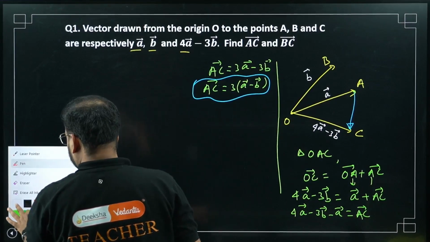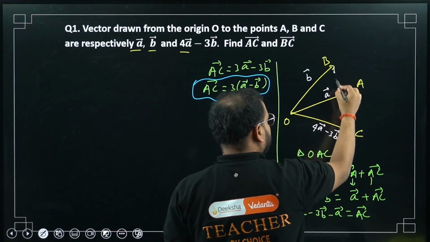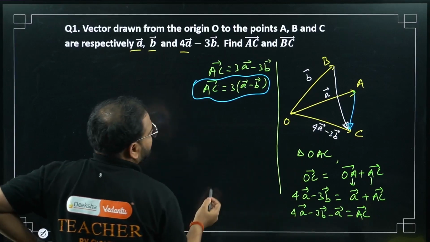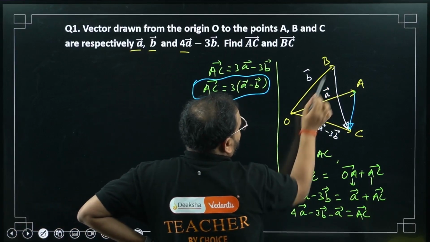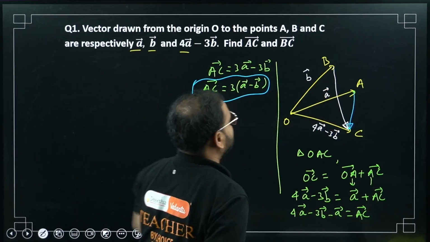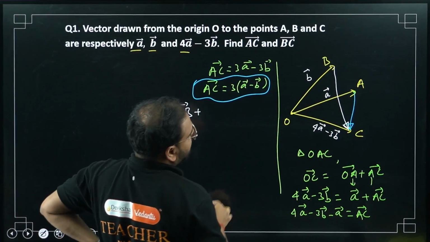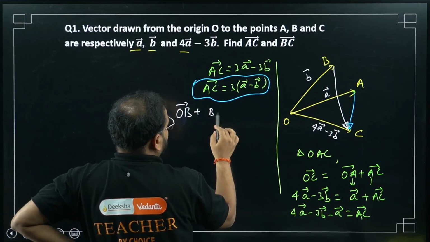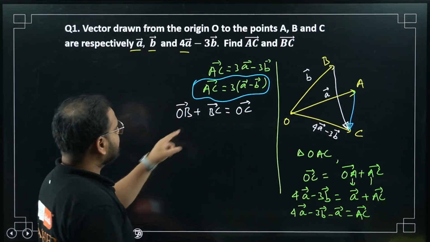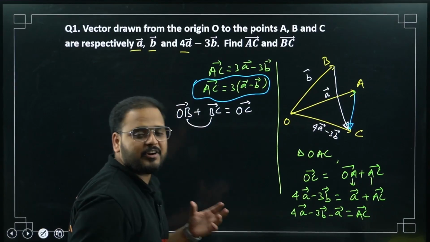Okay, now moving to the second part. This is asking for BC. So draw BC again. How can I write this? Please check again. Terminal point of OB is B, and initial point of BC is again B. So I can write this as vector OB plus vector BC is equals to OC. Correct? See, a terminal point over here is same as the initial point, so I can add it like this. The triangle law of addition will apply to this.